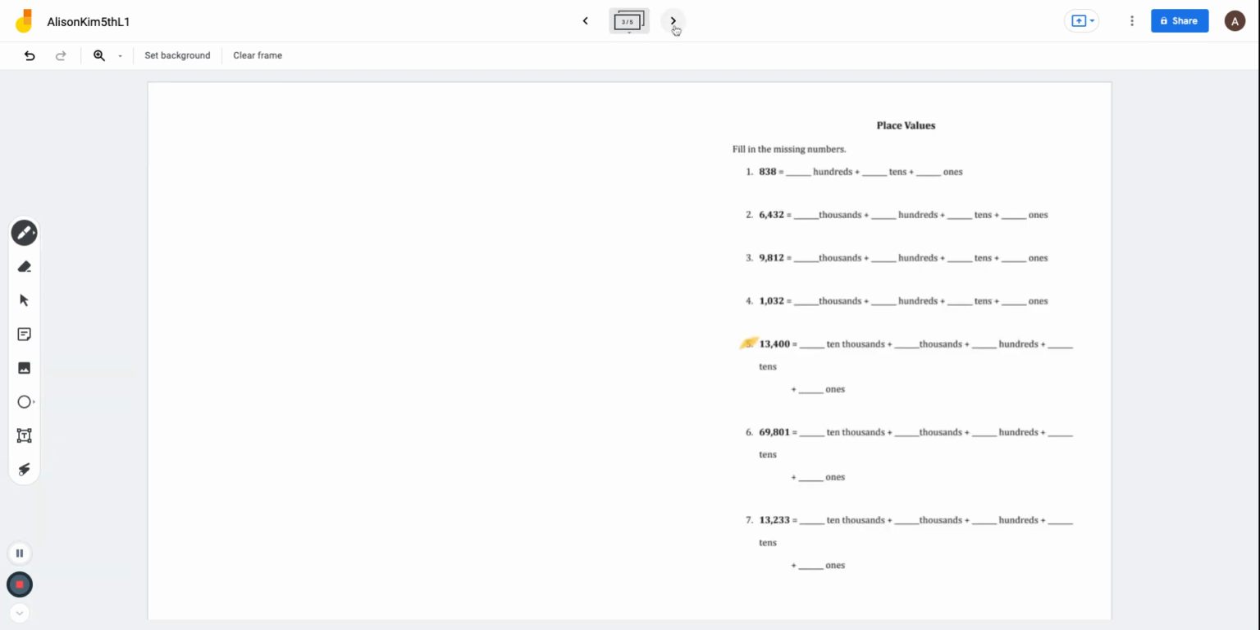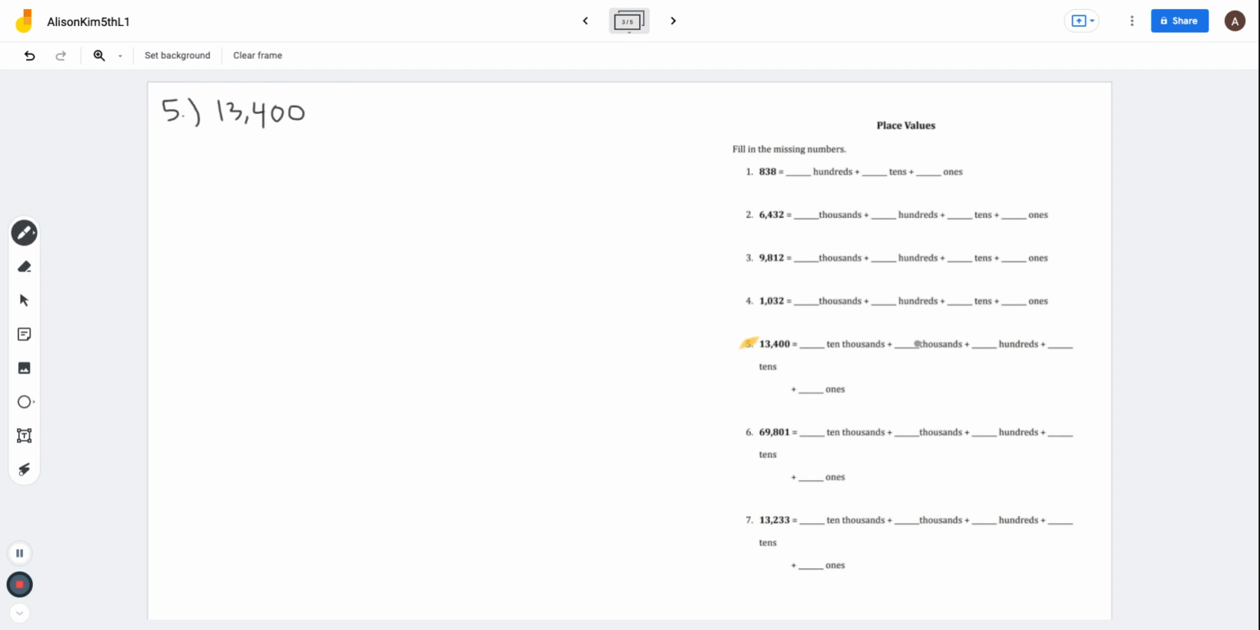Now we're going to move on to place values. This worksheet just wants you to know your number values. So we're going to start off with number 5. Number 5 gives us 13,400. It has the labels right here: 10,000s, thousands, hundreds, and ones.